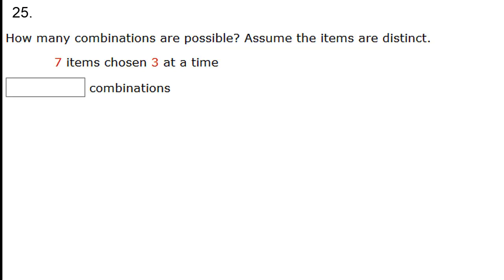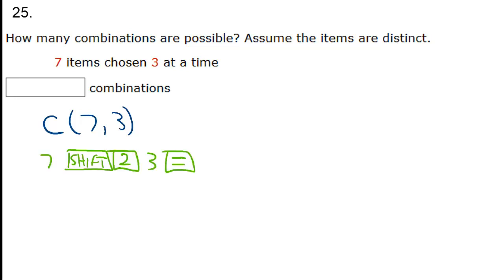25. How many combinations are possible? Assume the items are distinct. 7 items chosen 3 at a time. Okay, this is a combination, so you'll know you're going to write it as a combination. It's a combination of 7 things taken 3 at a time. Your calculator presses are 7, Shift 2 is combination, 3, equal to, and the answer is 35.